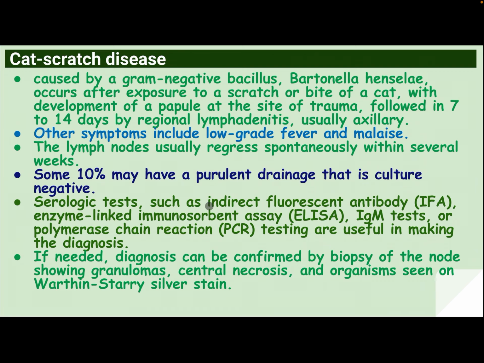Serological tests such as indirect fluorescent antibody, enzyme-linked immunosorbent assay, IgM titer, or polymerase chain reaction test are useful in making the diagnosis. If needed, diagnosis can be confirmed by biopsy of the node showing granulomatous central necrosis and organisms seen on Warthin-Starry silver stain.